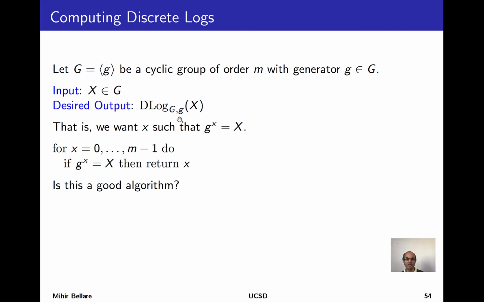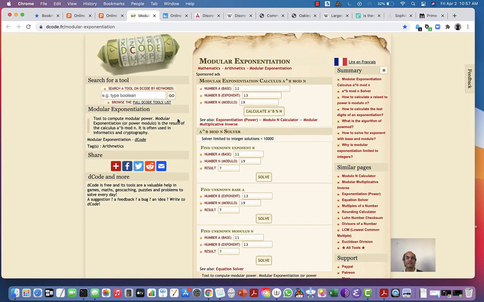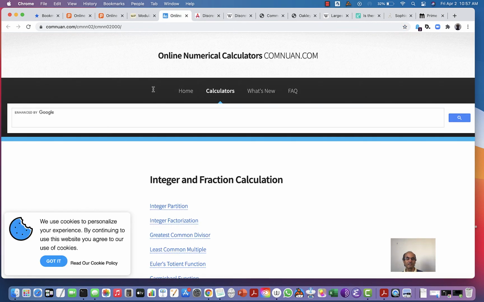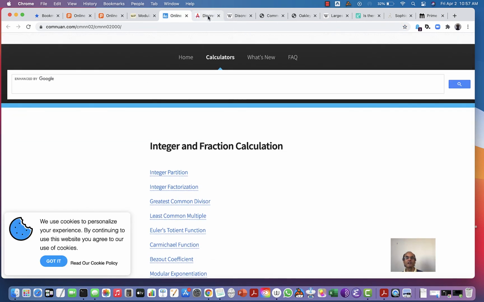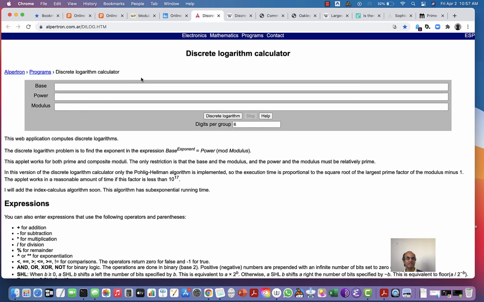What's the first thing you might do if you see a problem like this? Let's go see if there's anything on the internet that solves it. Well, there's lots of number theoretic functions. And here's a discrete log calculator. So I could give it a base, maybe 2, a modulus, maybe 11, and a power, maybe 5.